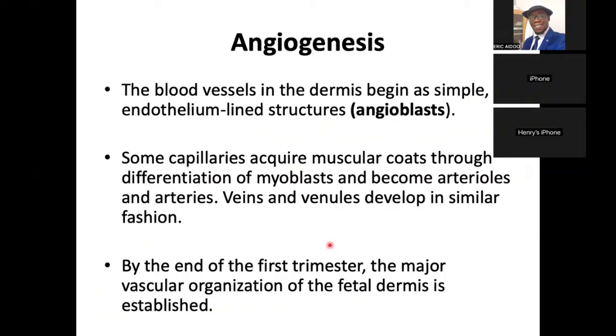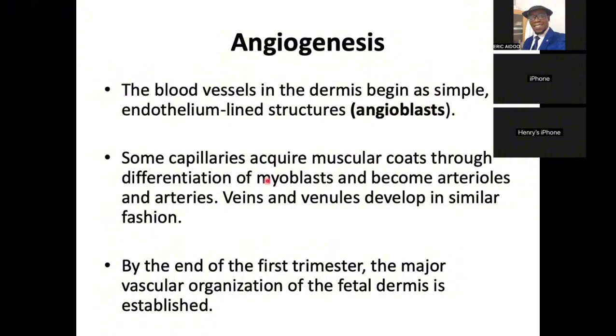Then you also have angiogenesis going on in the dermis, because we know that the epidermis is usually avascular. Okay, so you need the cells beneath it to help with diffusion of substances towards them in terms of oxygen and food. So the blood vessels in the dermis begin as simple endothelium-lined structures known as angioblasts. So again, you see a blast has formed, so it's young. Okay, so some capillaries acquire muscular coats through differentiation of their myoblasts.